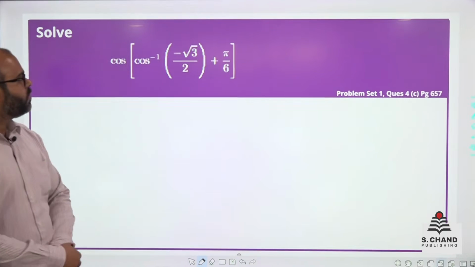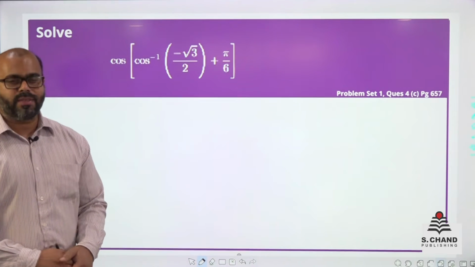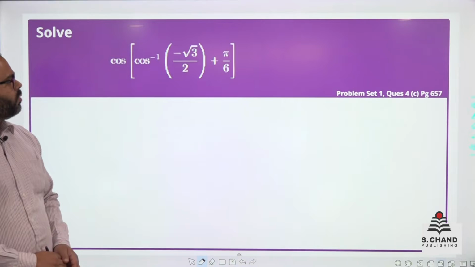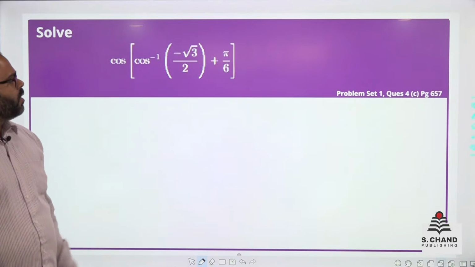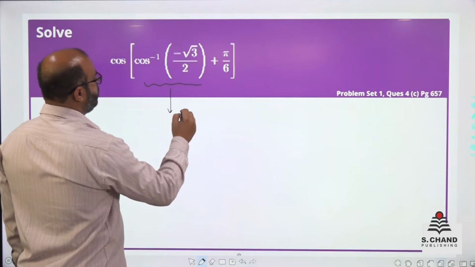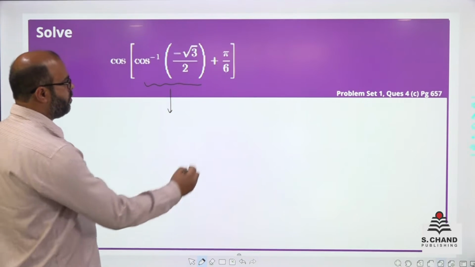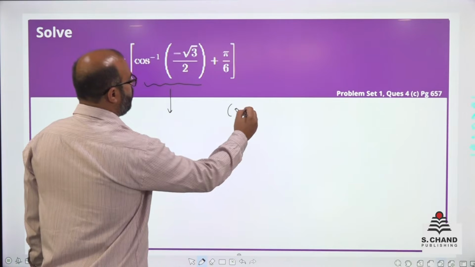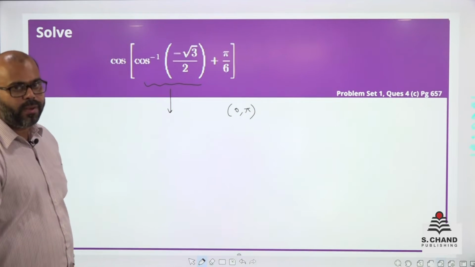Solve cos of (cos inverse of minus root 3 by 2 plus pi by 6). So first of all, cos inverse of minus root 3 by 2, between 0 to pi, where do you get minus root 3 by 2?